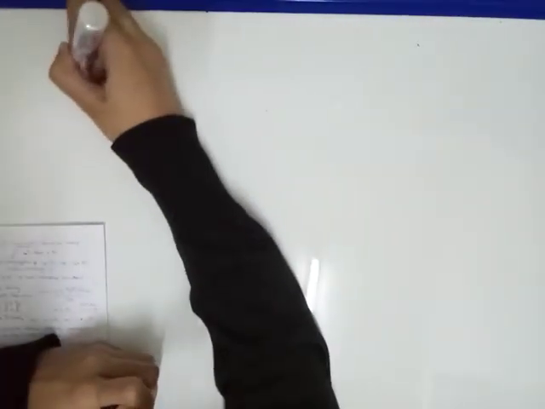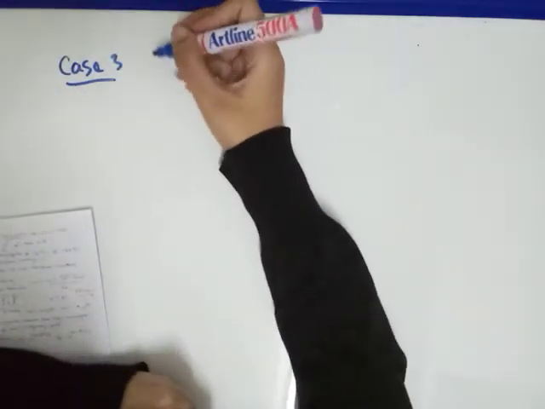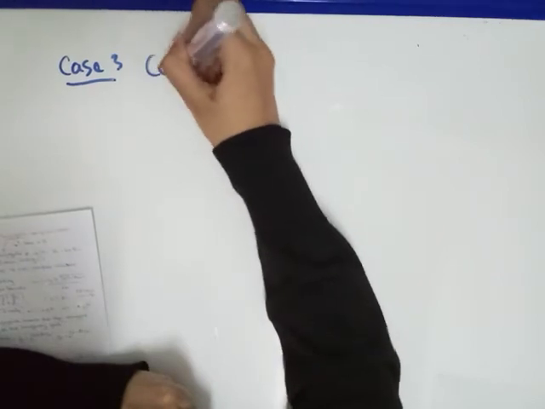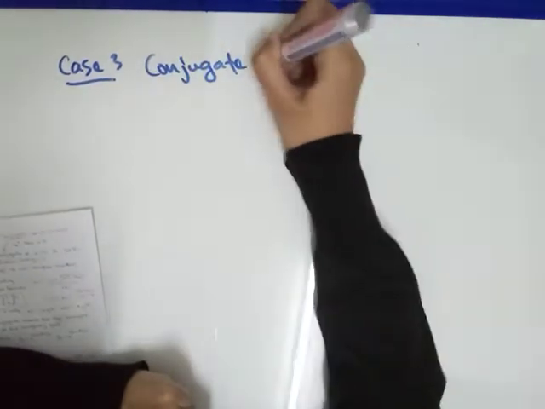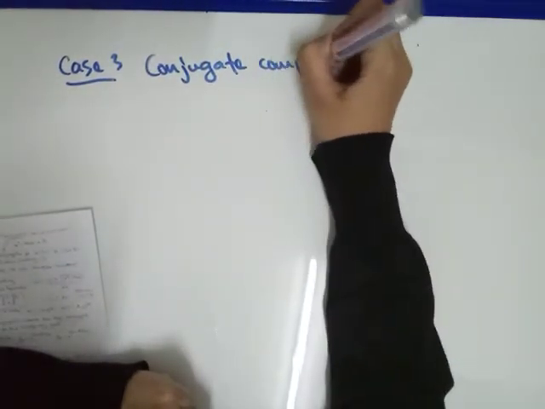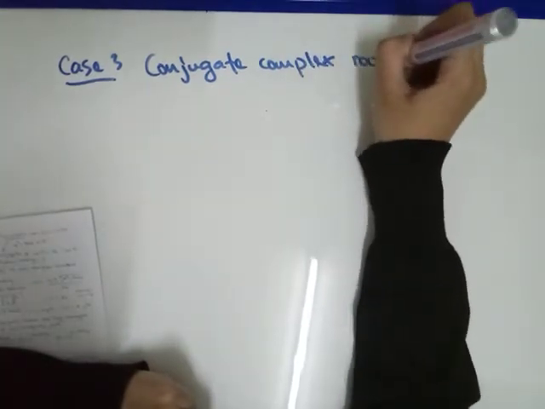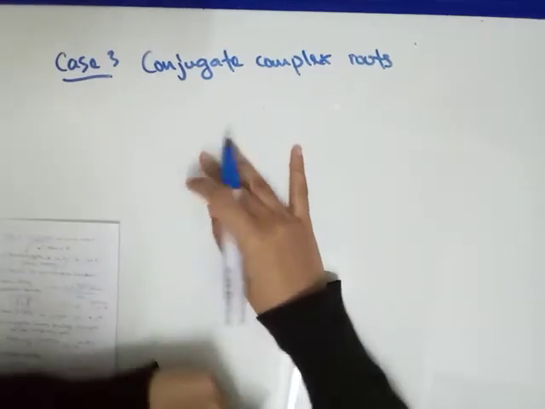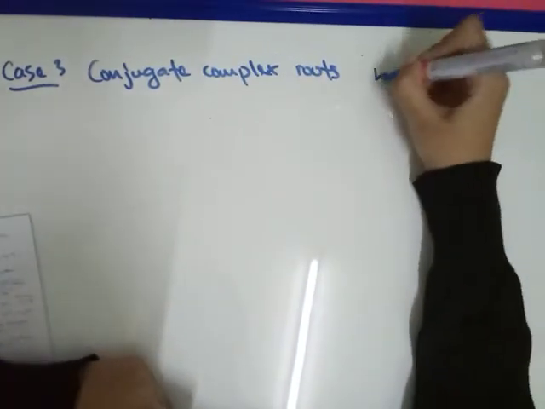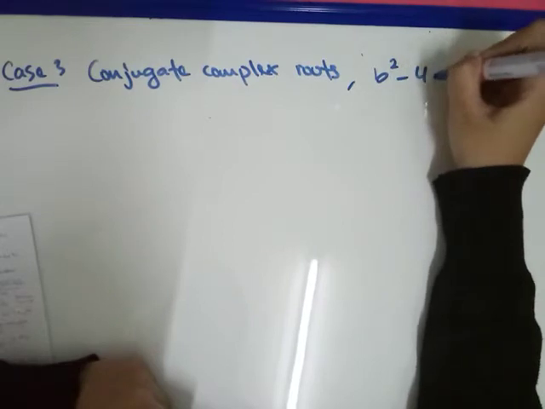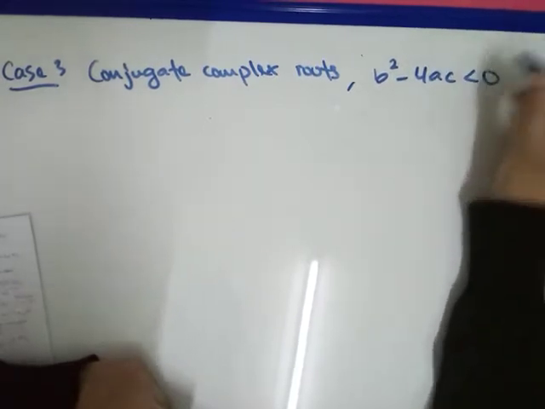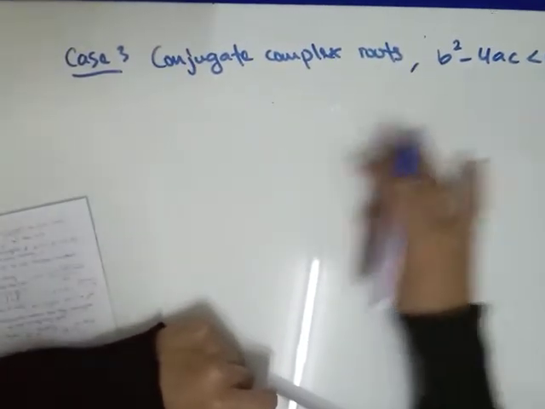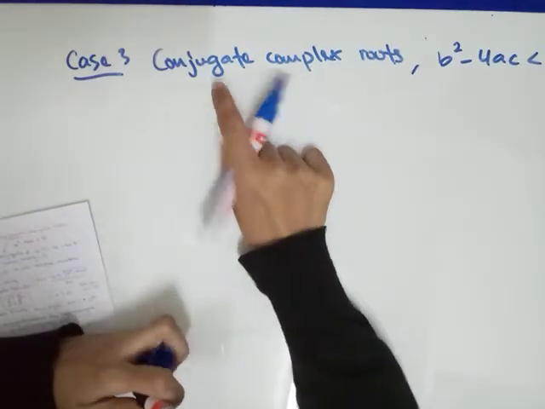Right, next, case 3. The last one. Case 3 is conjugate complex roots. This is case 3, where the discriminant b square minus 4ac is less than 0. So what is conjugate?